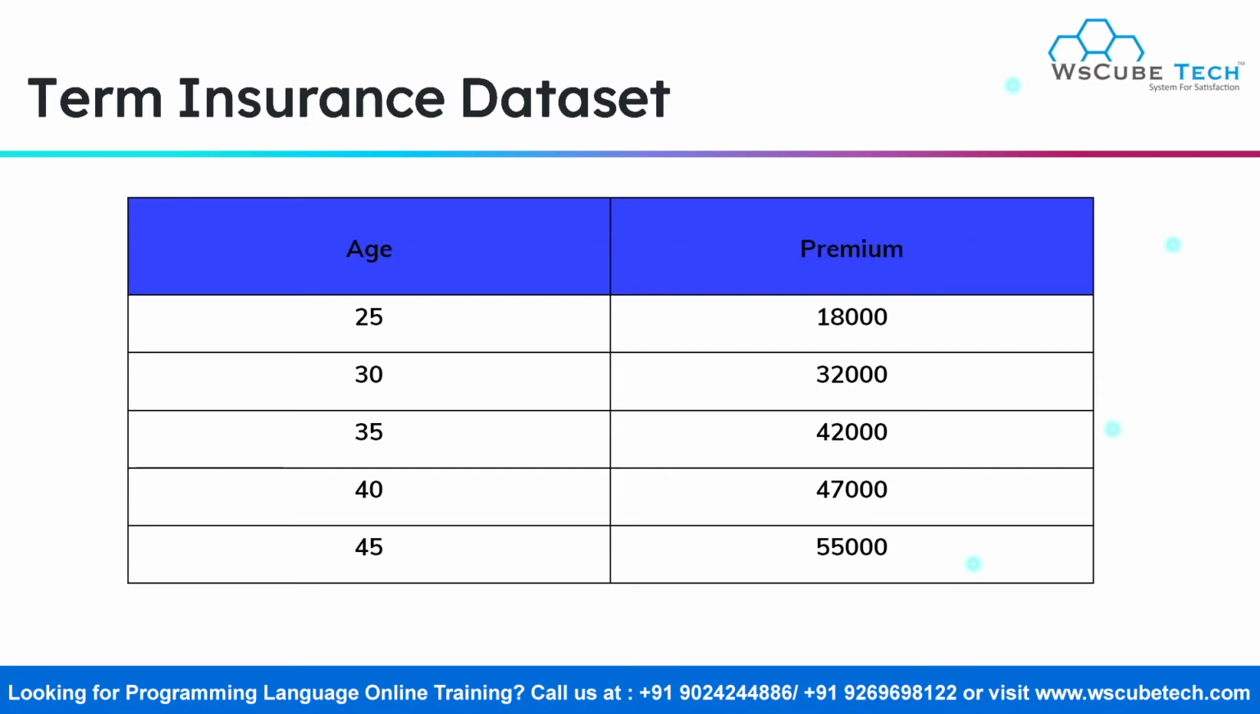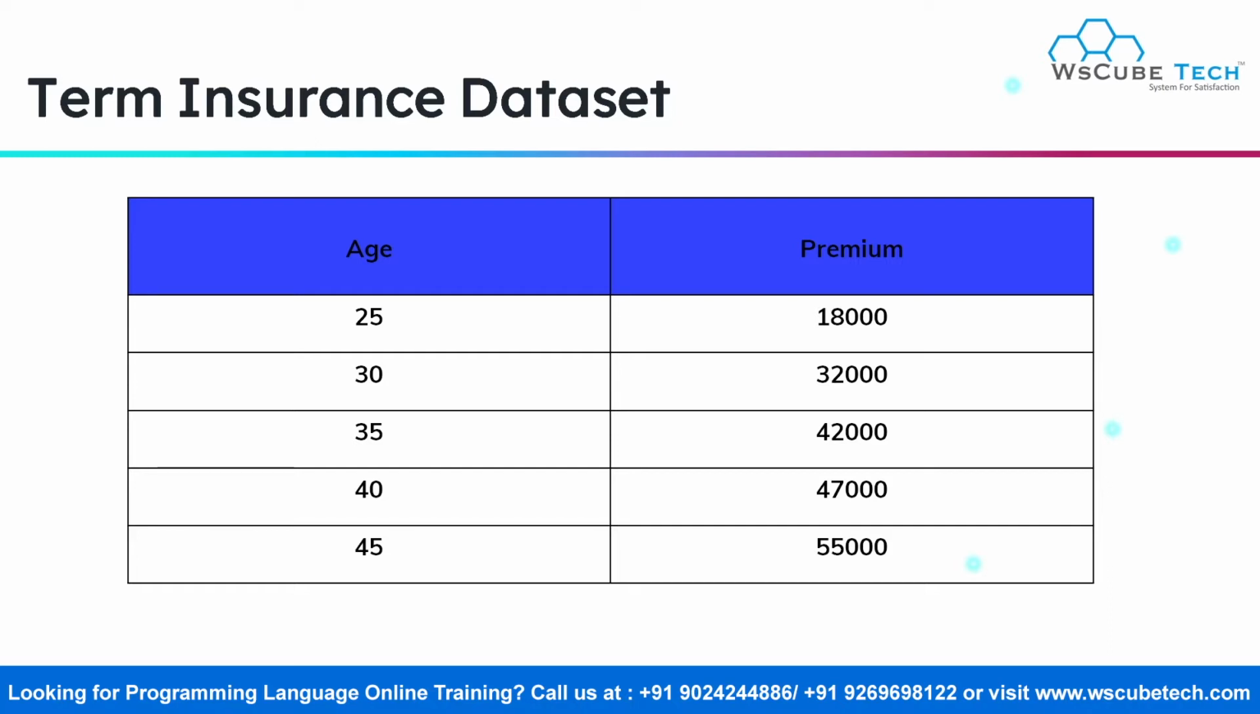Now let's see this term insurance data set. As you can observe, we have an age column and a premium column. From this data, you can get an idea that as the age of a person increases, the premium also increases, because with an increase in age the risk factors also rise.